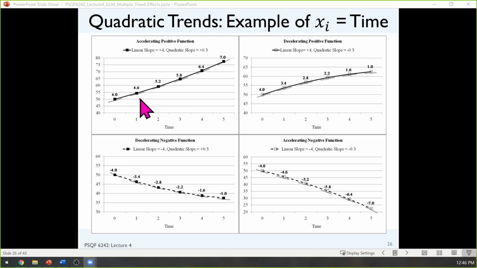As you move upward, for every increment in time, for a 1-unit change in x, that linear slope becomes more positive because the quadratic slope coefficient is positive. It becomes more positive by twice the quadratic. So the slope at time 1, 1 unit later, is 4.6. The slope at time 2 is 5.2, and so on. So the difference in those subsequent linear slopes is twice the quadratic coefficient.